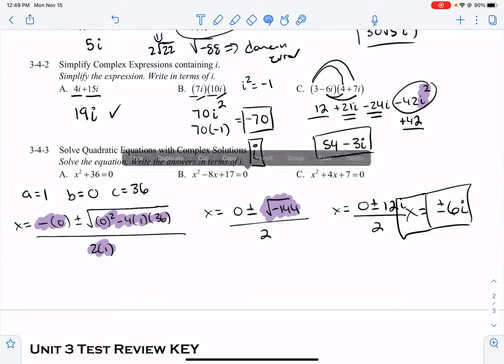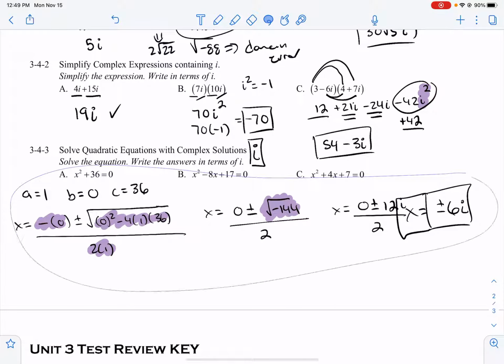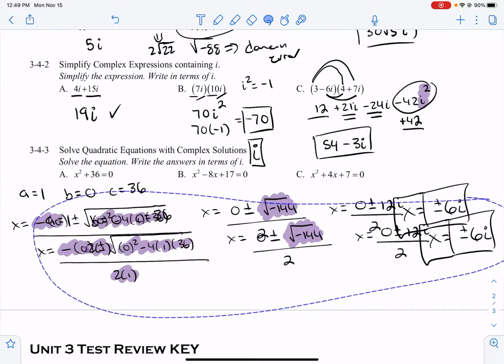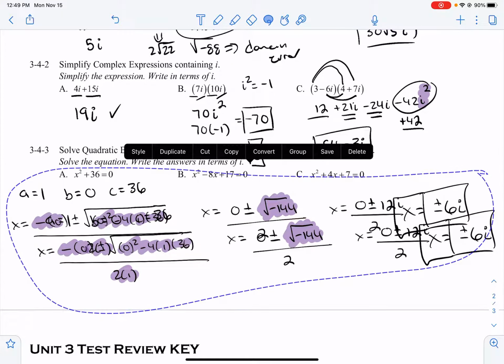Okay, let's do part B down here. Get rid of this mess. Nope, don't copy. Cut. Go away. Nope, don't duplicate. Buttons are hard. There we go.